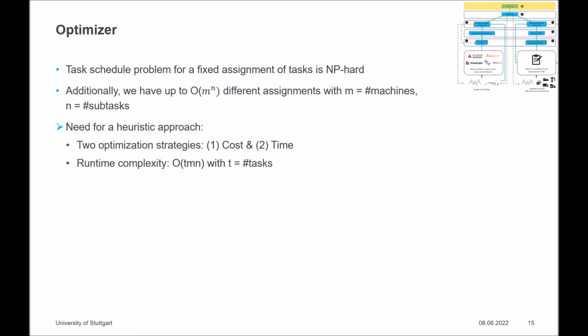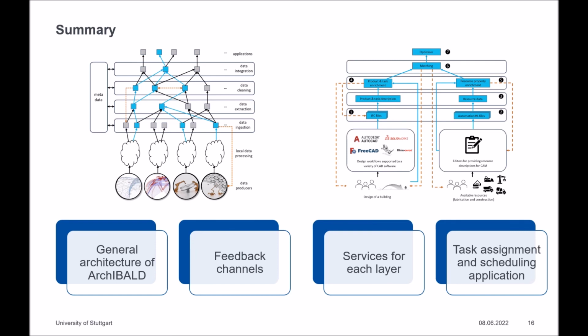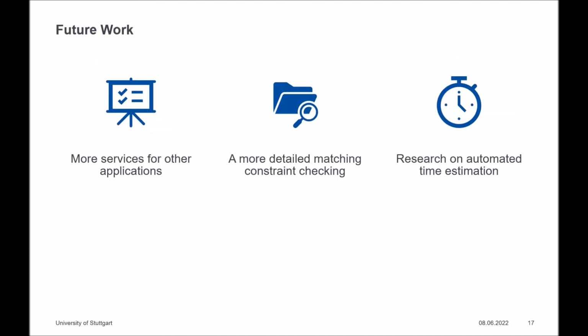In summary, we can say that we presented the general architecture of ArchIBALD, which introduces feedback channels to break the one-way street of current building processes. We furthermore showed some services of each layer we have implemented for our presented target application of task assignment and task scheduling. However, we still have lots of grey boxes left out, so future work is about implementing more services with different applications and goals in mind.